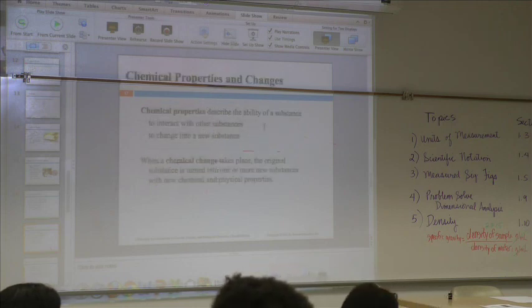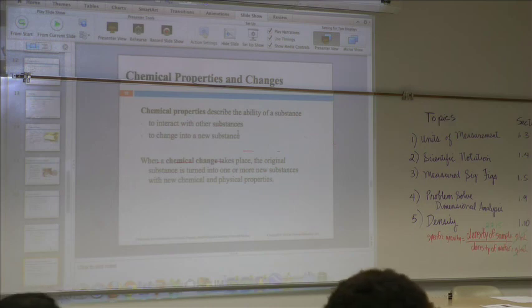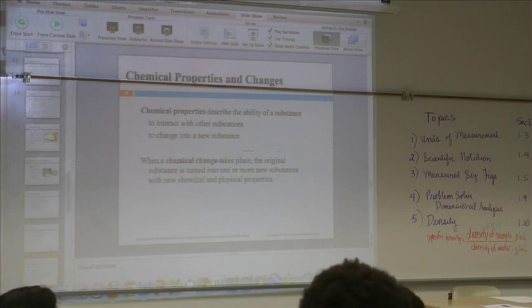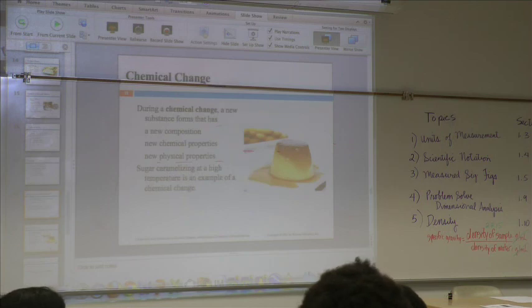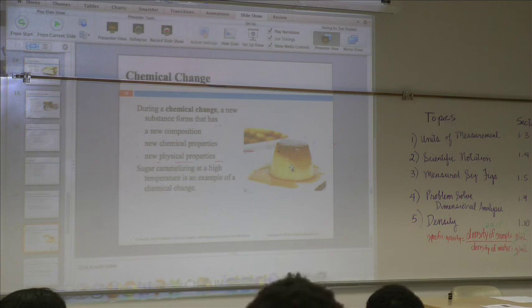So chemical properties, when they actually turn into a new substance. So we call them, when we react hydrogen and oxygen, we form water, right? When we react sodium and chlorine, we form sodium chloride. So that's called a chemical change. Caramelizing is also referred to as a chemical change. Because what happens to the sugar, right? When we caramelize, we kind of burn the sugar a little bit, right? And it smells so good.